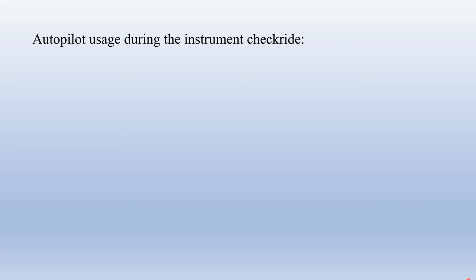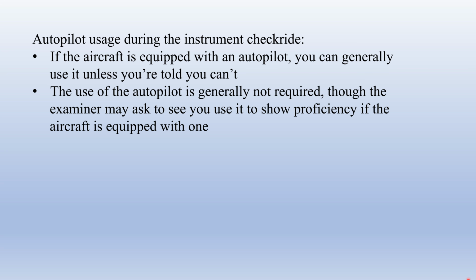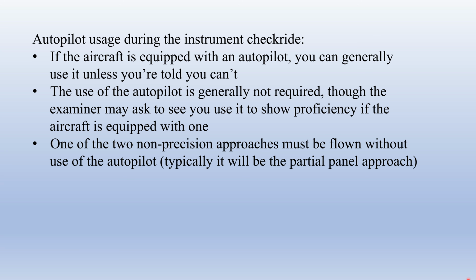A general note about autopilot usage during the instrument check ride. If the aircraft is equipped with an autopilot, generally you can assume that you can use it unless you're told by the examiner that you cannot. The use of the autopilot is generally not required. If you don't want to use it, you certainly don't have to, though it is possible that the examiner may want to see you use it if it's in the airplane to show that you are proficient, particularly if it's a complex autopilot. And then one of the two non-precision approaches must be flown without the use of the autopilot, and typically that is going to be the partial panel approach.